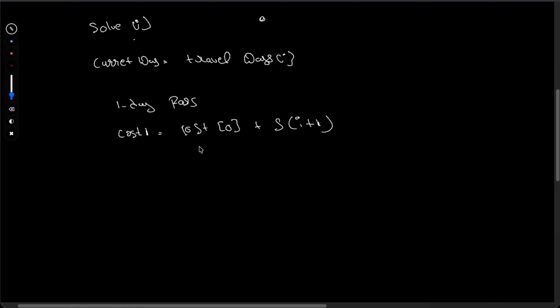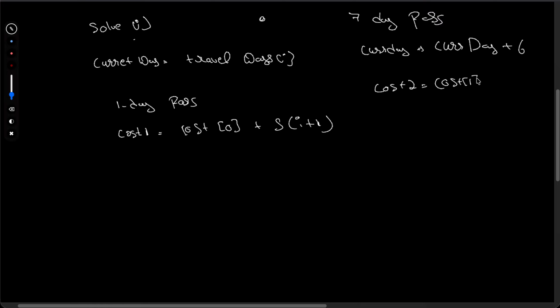Okay, so option 2 is 7-day pass, so it covers from current day to current day plus 6. Now we must find the first travel day that is not covered, so let that index be j. Then cost of 2 is cost of 1 plus solve of j.